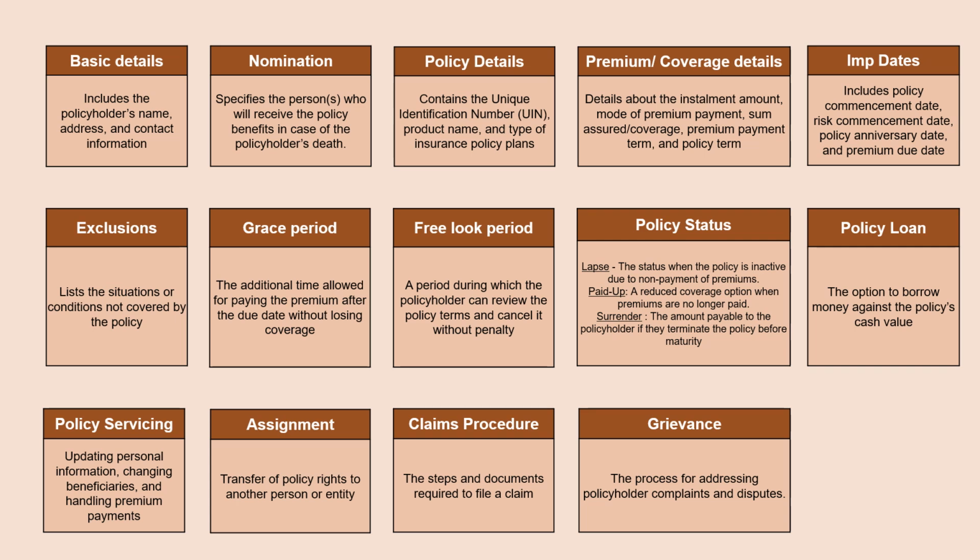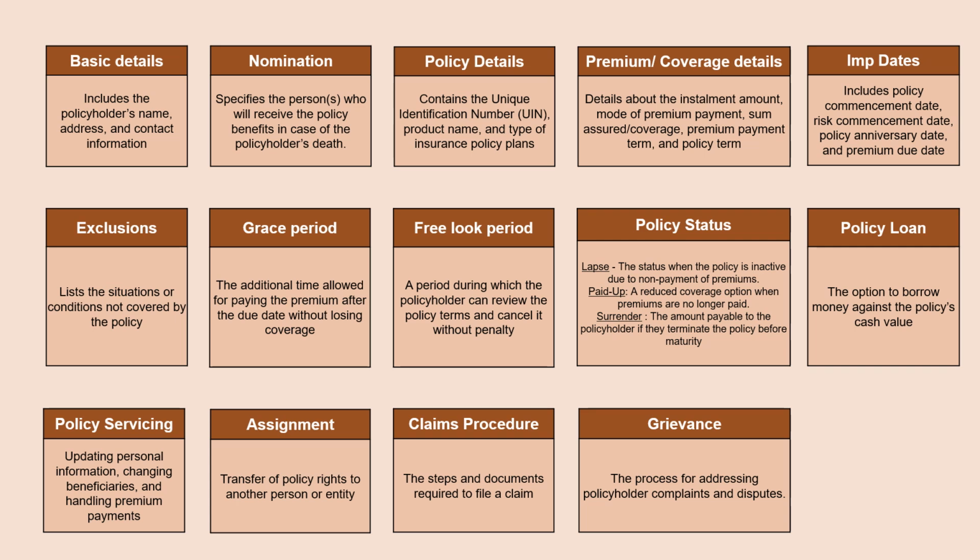The GRO is responsible for handling and resolving complaints in a fair and timely manner. The policyholder can submit their grievance in writing, via email, or through the company's online grievance portal. The insurance company is typically required to acknowledge the grievance within a specific time frame, usually 3 days, and resolve it within a stipulated period, usually 15 days. The policyholder should receive a written response detailing the resolution or the reasons for any delay.